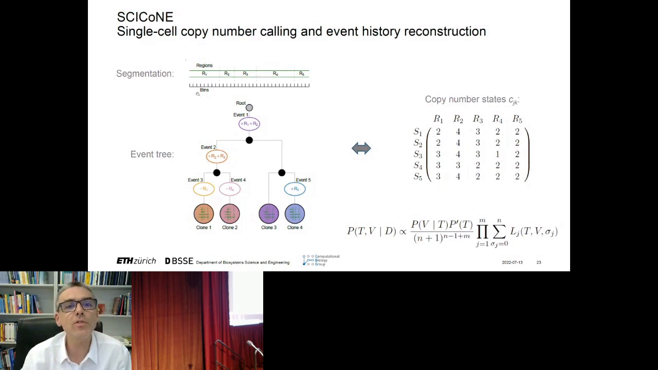So the way this works now is that we start by binning the reads over the genome, and then we are calling potential breakpoints.